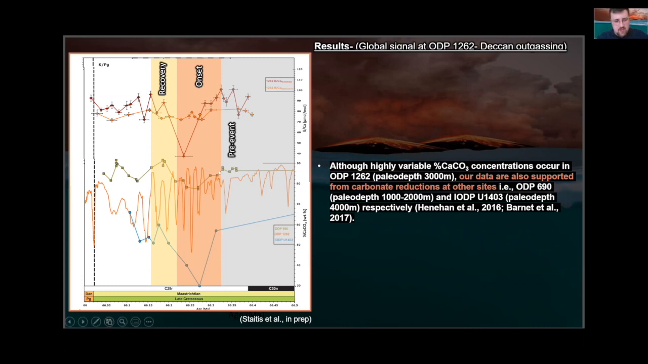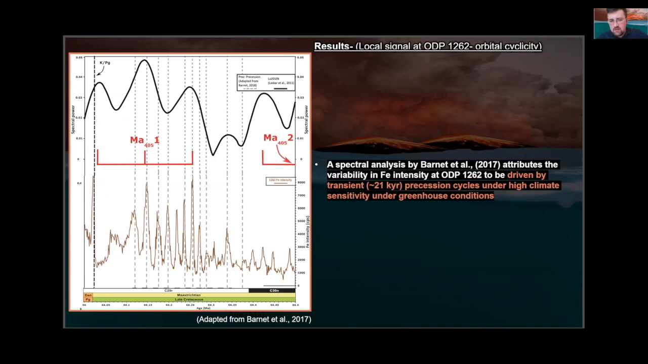These sites are in higher latitudes, but we're seeing the event at shallower paleo depths and very deep paleo depths. So perhaps it's just a local signal causing the variability within 1262. The question is, what is that local variability?